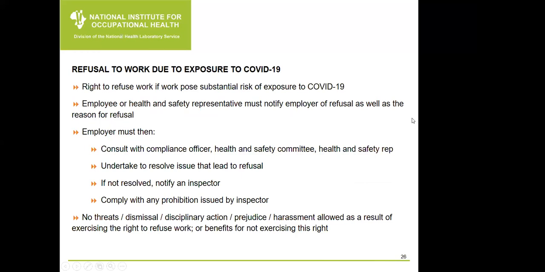The employee has a right to refuse work if they can provide evidence, or if they have a real concern that a work task poses a substantial risk for exposure to COVID-19. You really cannot use this if you just don't feel like working. You must be able to motivate why you say that, and bring evidence of why you say this.